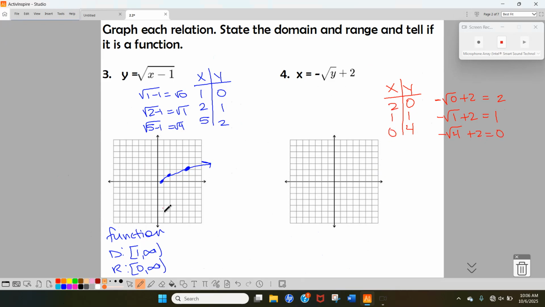All right, so 2, 0, 1, 1, 0, 4. We know that it's going to make half of a parabola, so it's going to look something like that. This is also a function. The domain is going to go to the left, so start with -infinity and go up to 2. And then the range, we're going to start with 0 and go up from there. So that needs to be a bracket. 0 and then up, so to infinity.